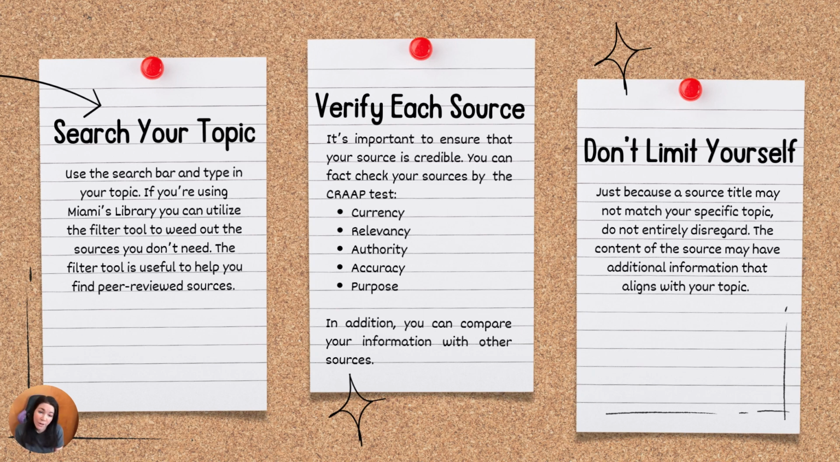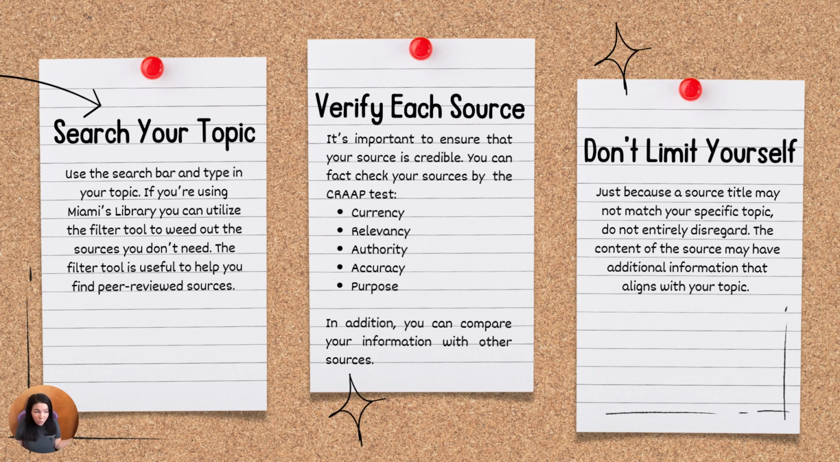And it's also important to verify each source. You want to make sure that the source you use is credible and not shady. So the fact check way that you can do that is using the CRAAP test. So currency: when was this article published? Was it published before a certain time frame that would make it irrelevant? Which leads you to your next step, relevancy. Does this match your topic? Does this help add meat to your paper, or does it lead you down a rabbit trail?